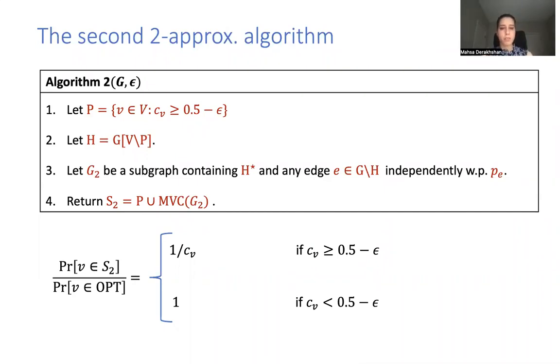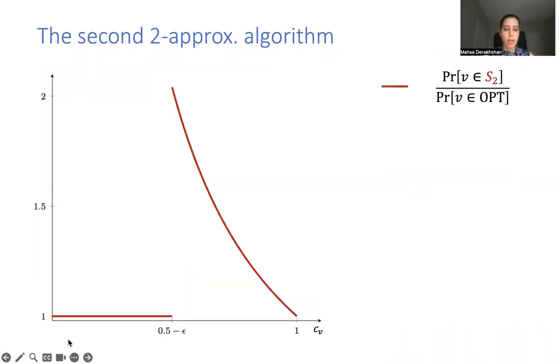Okay, now let's plot this function. The x-axis is CV going from 0 to 1, and the y-axis is the per vertex approximation ratio, right? Probability of the vertex being outputted by this algorithm over the probability of the vertex being in the optimal solution. We see that for vertices with CV smaller than half minus epsilon, the per vertex approximation ratio is 1, and this function peaks at half, right? And even then, it's upper bounded by 2, which means this algorithm, again, is a 2 approximation.